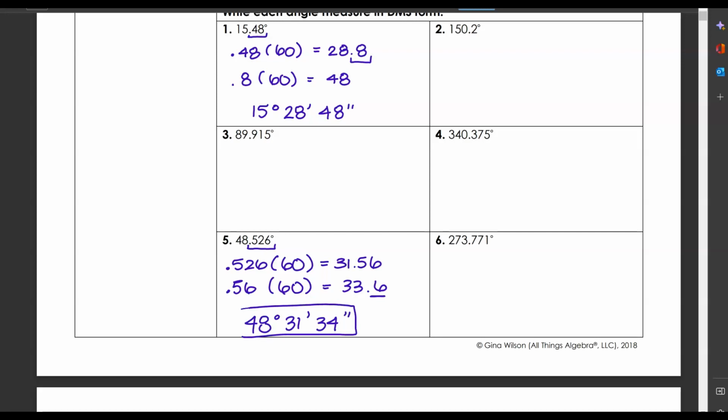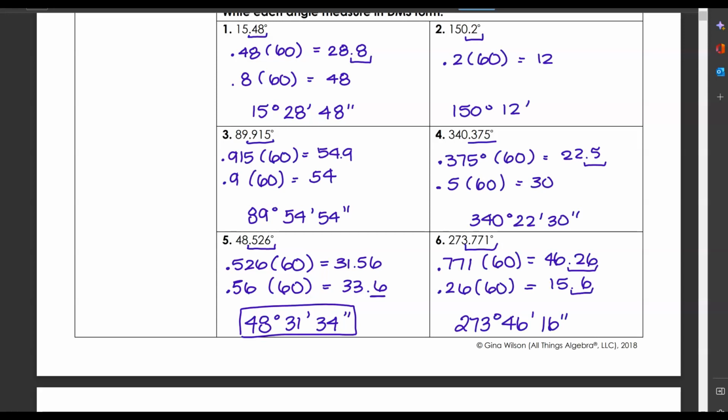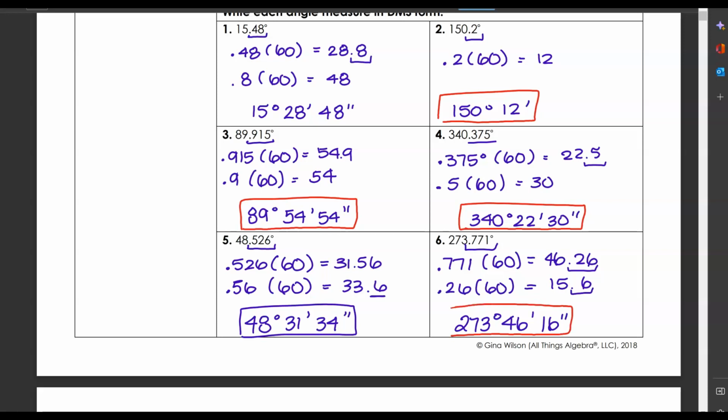All right, go ahead and take a moment and try 2, 3, 4, and 6. Hopefully after those calculations, you got 150 degrees and 12 minutes, 89 degrees for number 3, 54 minutes and 54 seconds, 340 degrees, 22 minutes and 30 seconds for number 4, and for number 6, 273 degrees, 46 minutes and 16 seconds, remembering that we have to round up because of that 0.6.